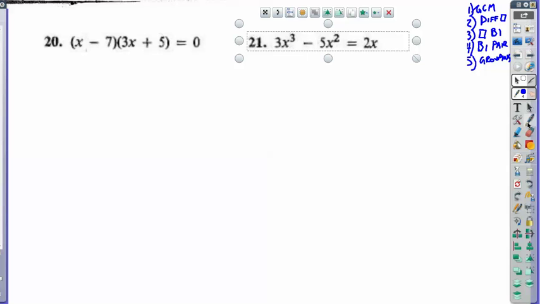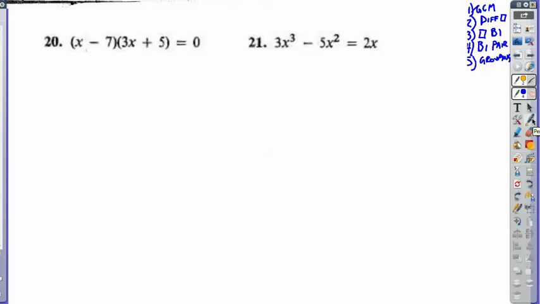So since I have a quadratic, there are a couple things that have to be true in order to solve it. First, it has to be equal to 0. Second, it has to be in factored form. So I'm looking at this expression, and I notice that it meets both conditions. It is equal to 0, and it is in factored form. So what I'm going to do is break it into its linear pieces.